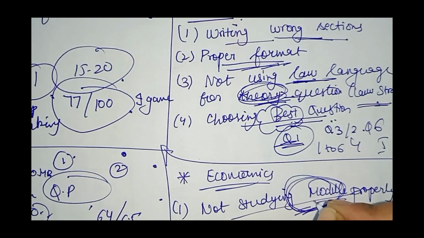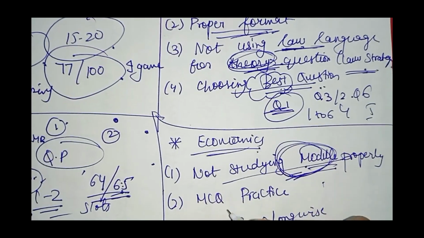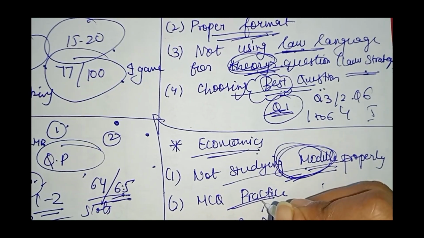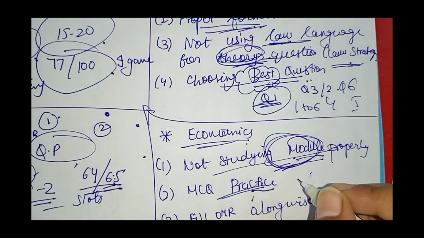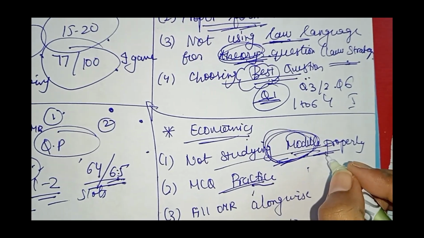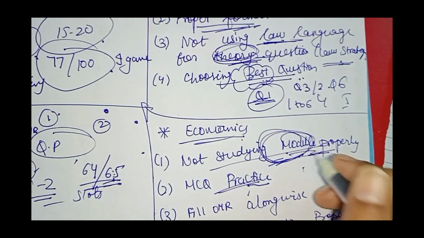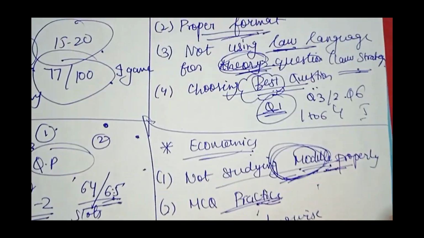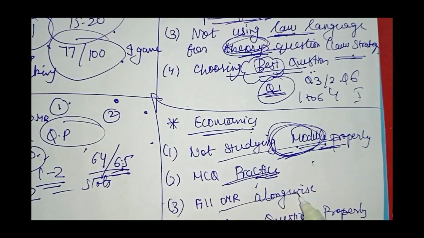The ICAI module is the granth that you have to follow for the economics exam particularly. Second, MCQ practice. MCQ practice is important, but it is not effective if you're not doing the module properly. So firstly, you have to complete the module. I know the module is a little theoretical, a little boring, but if you revise it by heart, MCQ practice will automatically become easy.